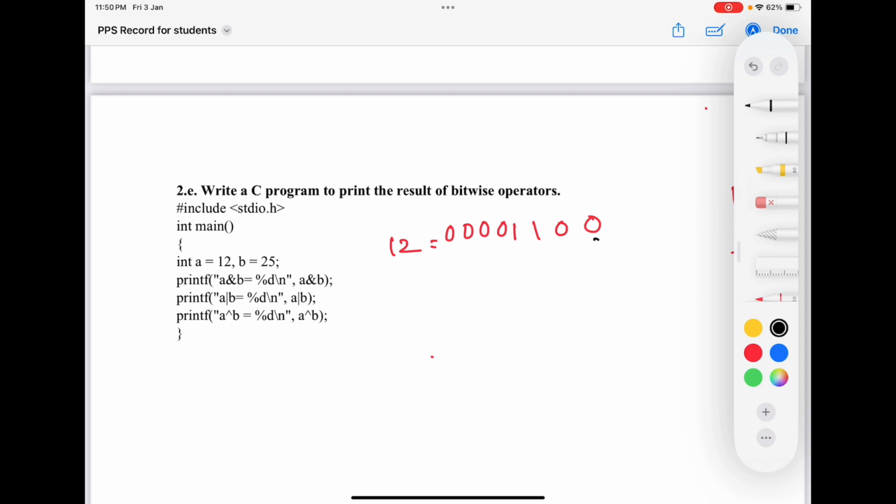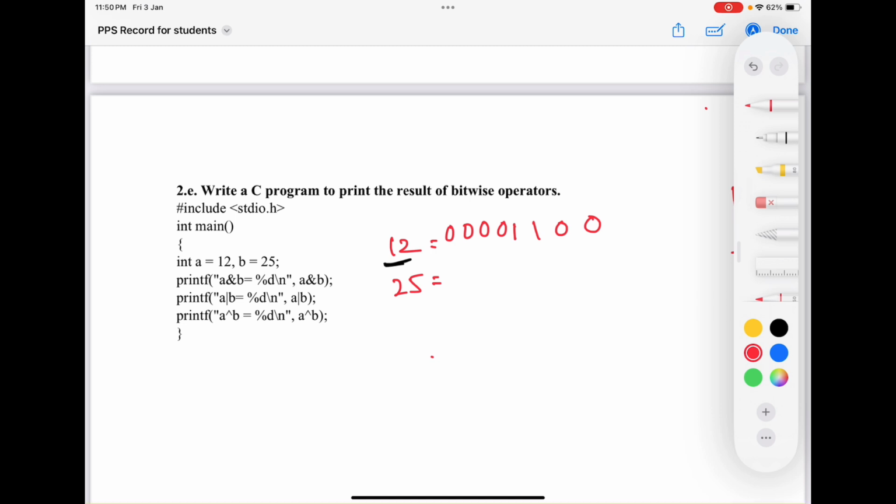You just apply 2 power 0, 2 power 1, 2 square, 2 cube. 2 cube is 8, 8 plus 4 is 12, and the remaining are all 0. So the binary equivalent of 12 is 1100. Fine. Now the first number is 12, and now the second number. The second number is 25.